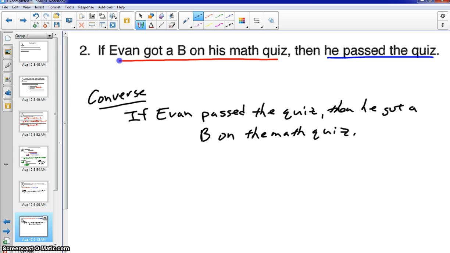First, let me point out a couple different things here. Please notice that I put Evan with the if portion. I did not say if he passed the quiz and Evan got a B on the math quiz. We again took our nouns and put them in appropriate places. Now we just have to determine whether or not this is true or false, and that is false.